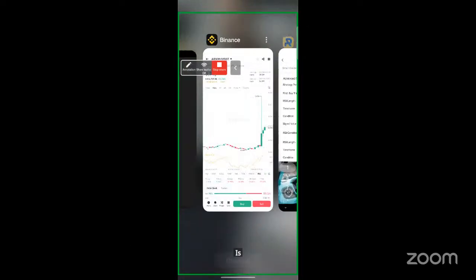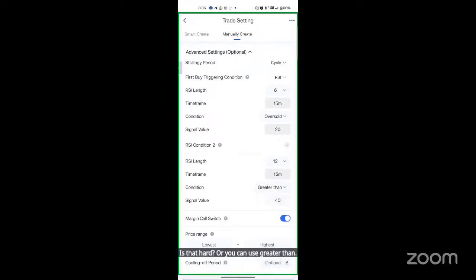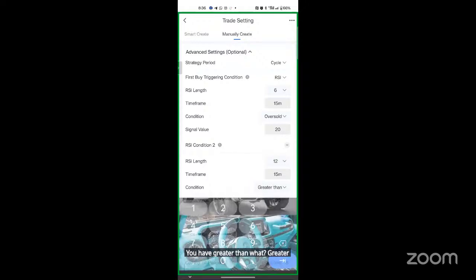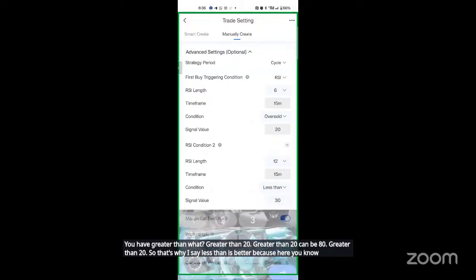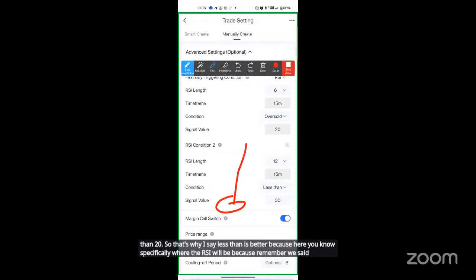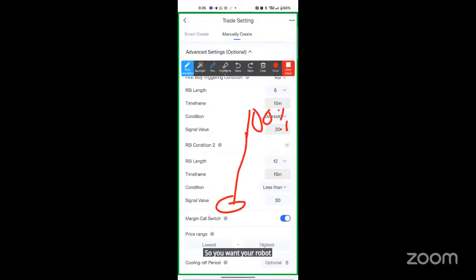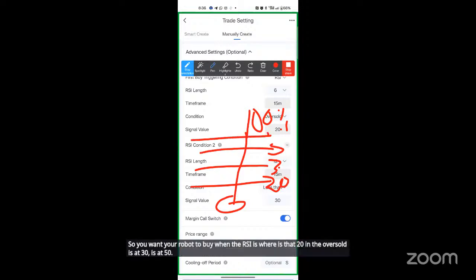Is that hard? Or you can use greater than. You have greater than what? Greater than 20. Greater than 20 can be 80. So that's why I say less than is better, because here you know specifically where the RSI will be, because remember we said it moves from 0 to 100%. So you want your robot to buy when the RSI is where? At 20 in the oversold, at 30, at 50, at 60. I hope my lesson has been clear. So you have a choice. You can either put in one RSI or you can put in two.